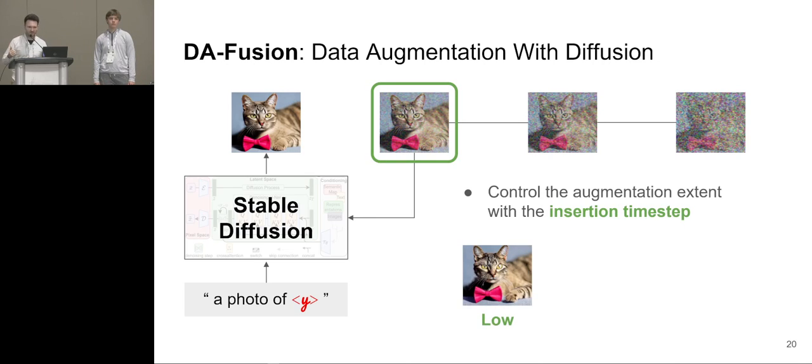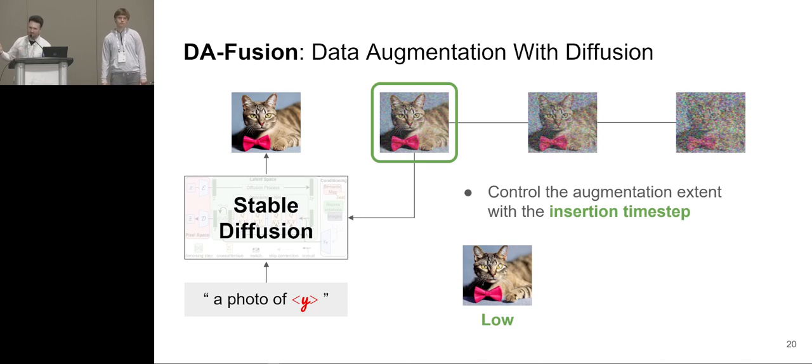Now there's an interesting controllability aspect here with this sort of augmentation approach, depending on where you insert the source image in the denoising process for Stable Diffusion. In other words, depending on how much initial noise you add to that image, it controls the extent of the augmentation and how strongly the image is modified.